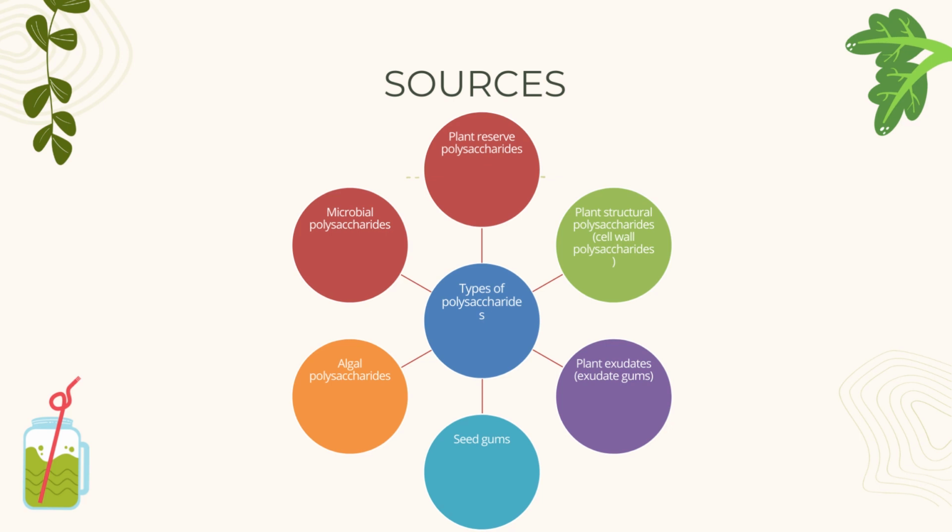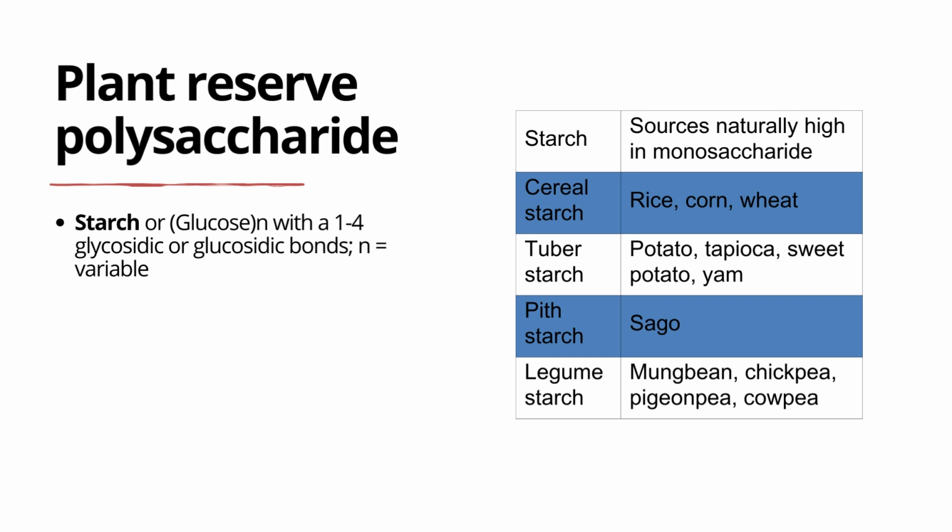These are several types of polysaccharides that we have, and we are going to look into their sources one by one. The most popular polysaccharide is the plant reserve polysaccharide, which is starch. Cereal starch can be found in rice, corn, and wheat. Tuber starch in potato, tapioca, sweet potato, and yam. Pith starch in sago, while legume starch can be found in legumes such as mung bean, chickpea, pigeon pea, and cowpea.